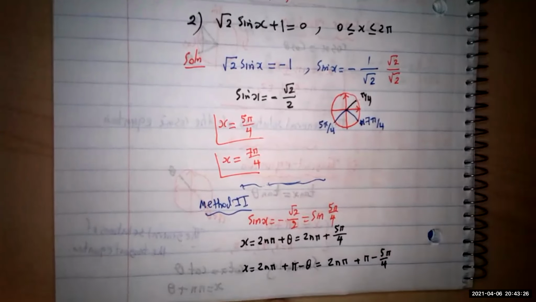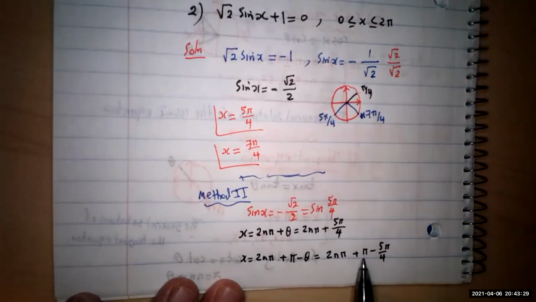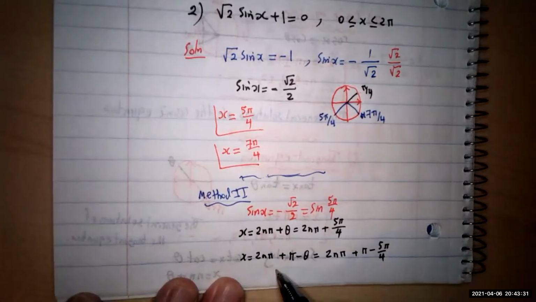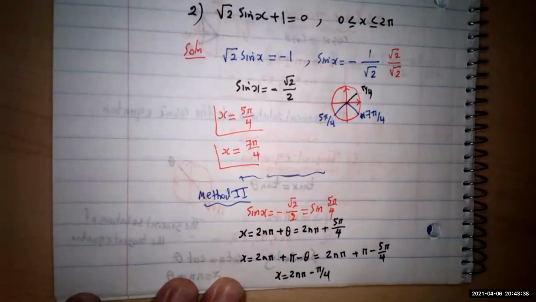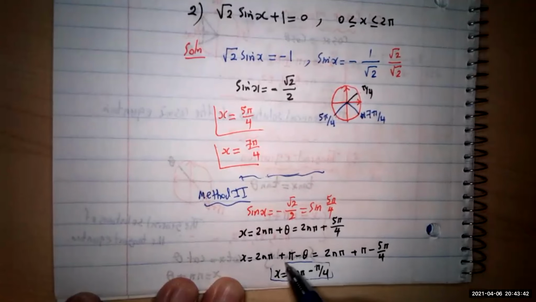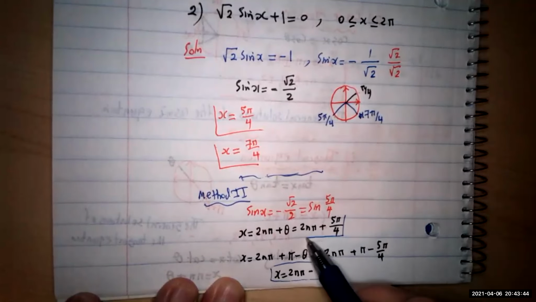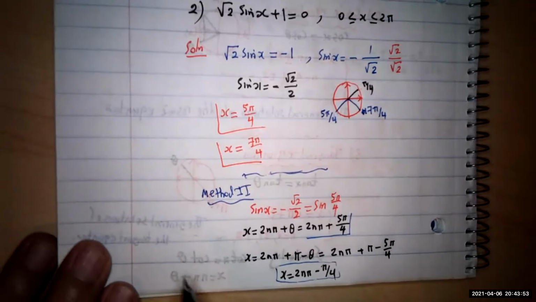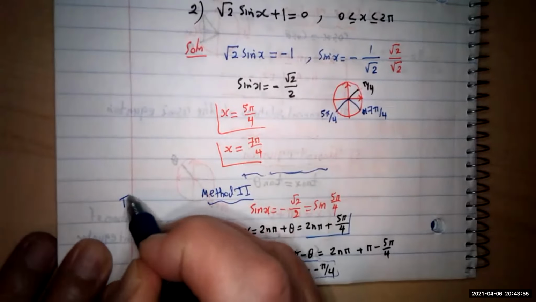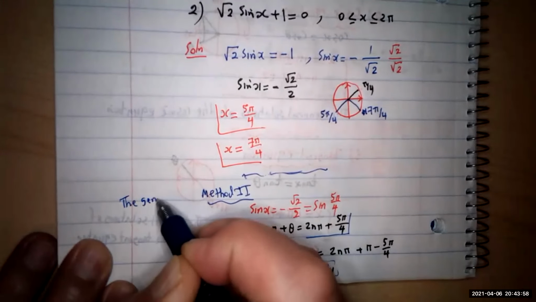Okay, 5 pi over 4, and if you simplify it, what is that? That gives you x equal to 2n pi minus pi over 4. You see? So these are going to be your general solution of the equation. Okay, any question? So let's see what would happen now. I'm just writing down over here. So you find the general solution in this case.